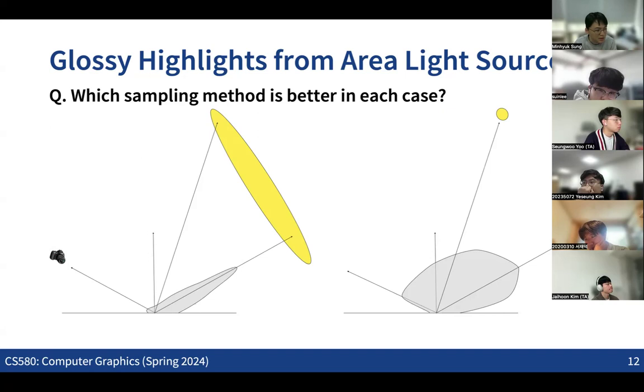reflection, the BRDF, which is almost close to perfect specular reflection. While on the right-hand side, we have a very tiny light source, which almost looks like a point light source, with a wider distribution of the BRDF. So for both of the cases, when you use the two different sampling strategies, one sampling based on the BRDF and one sampling based on the light source, which one seems better for each of the cases? Let's think about this.